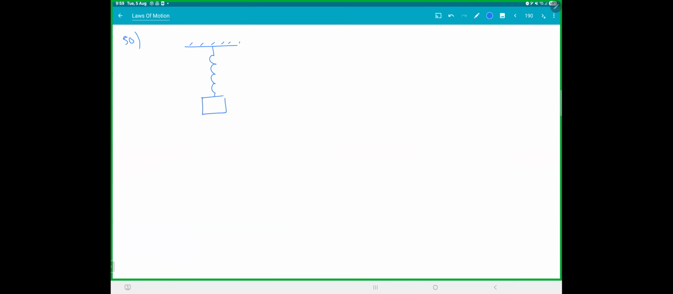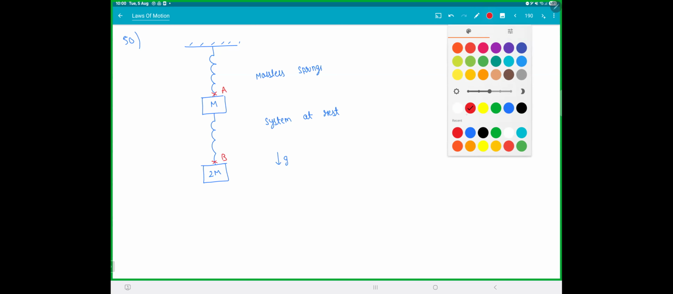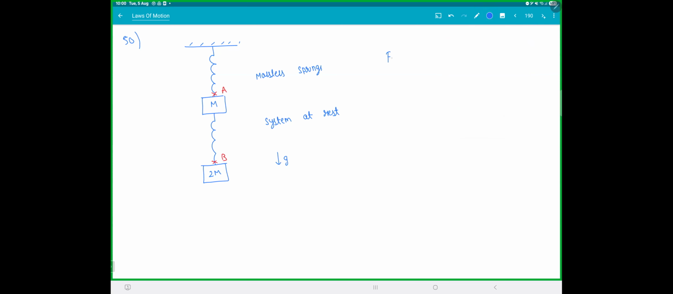We've got a spring here. Let this block be mass m. We've got one more spring here. This block is 2m. The system is at rest. Massless springs, and there is gravity. This point is A. This point is B. Find the acceleration of the blocks.